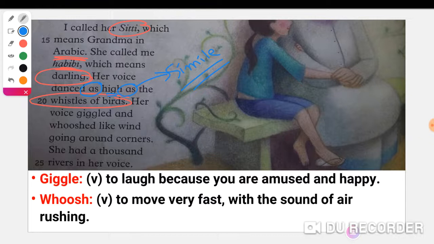Her voice giggled and whooshed like wind going around corners. She had 1,000 rivers in her voice. So giggle is a verb, means to laugh because you are amused, and amused means happy. So her grandmother is a cheerful person, okay? And we have also whoosh, means to move very fast with the sound of air rushing. We can say the wind whoosh, okay? To make the sound of the wind, okay? Let's move to the next part.